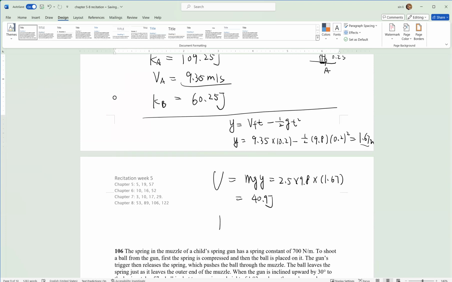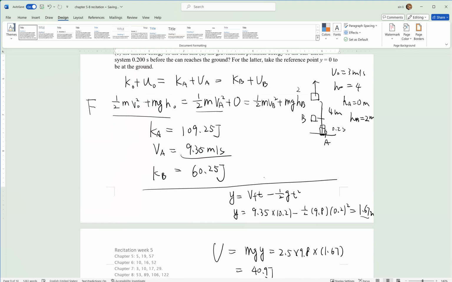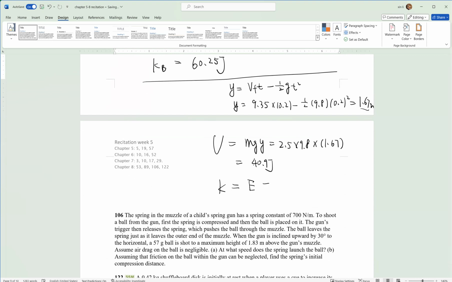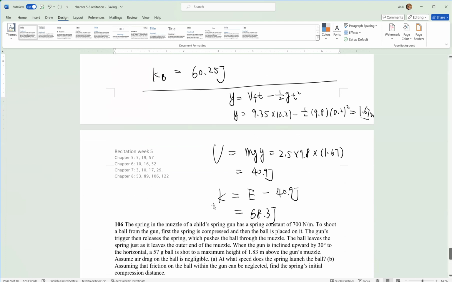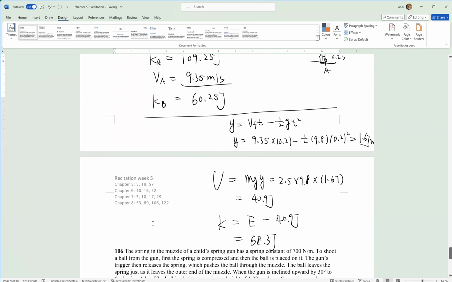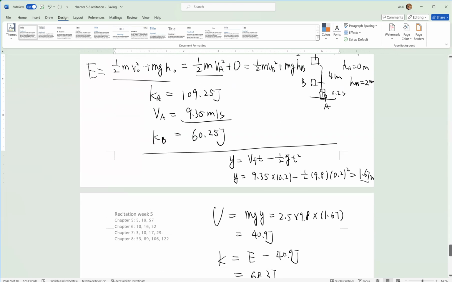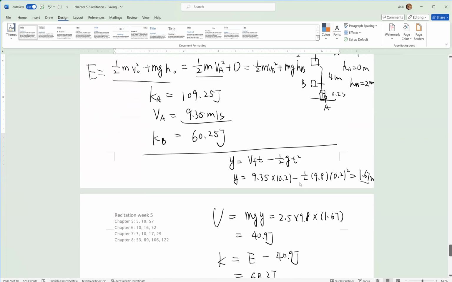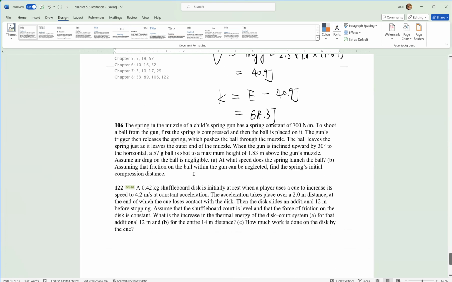Okay, and also your kinetic energy. Actually, you can use the total mechanical energy here. So it's E minus 40.9 joule, and you are going to get 68.3 joule. Okay, so you can use the total kinetic energy you got here, and then you can have the kinetic energy at this point. So conservation of energy happened through the whole process. So this is the answer.